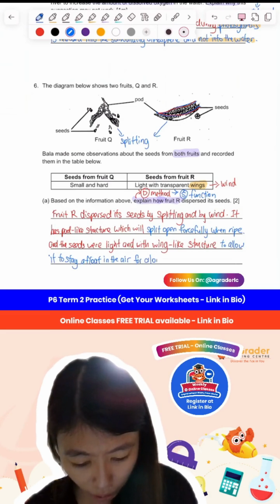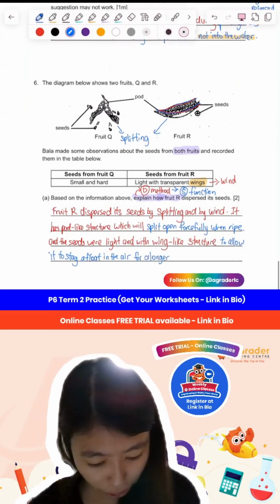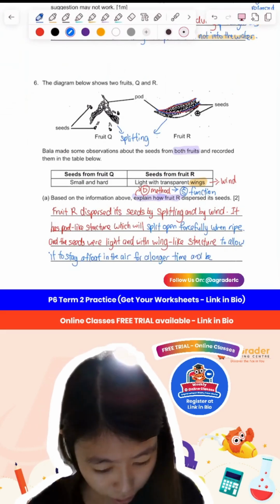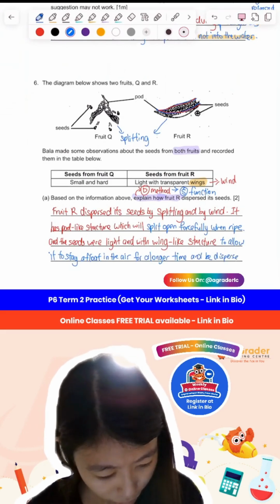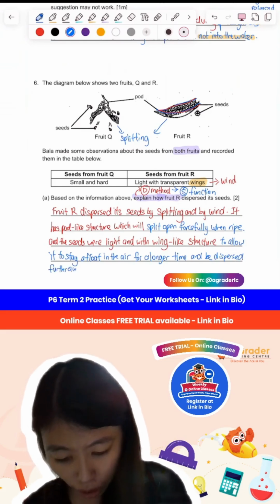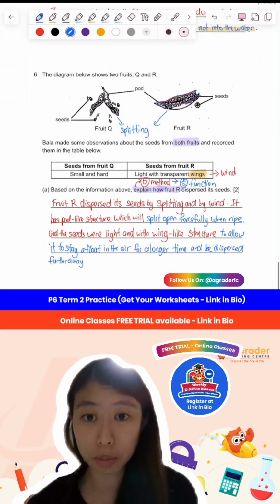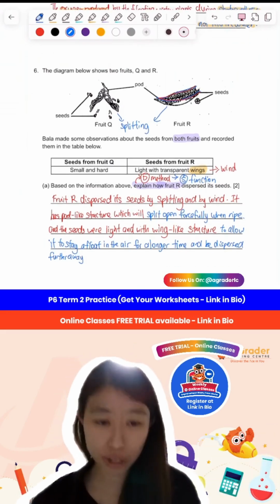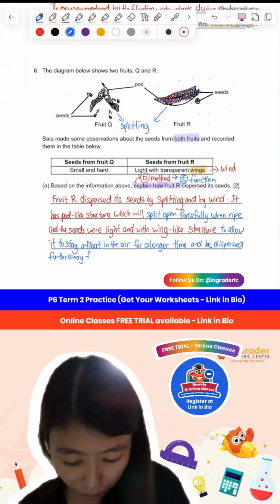For a longer time and be dispersed further away from the parent plant. Okay, so every time they ask you to explain about dispersal, have a good habit to mention the last part: disperse further away from the parent plant.